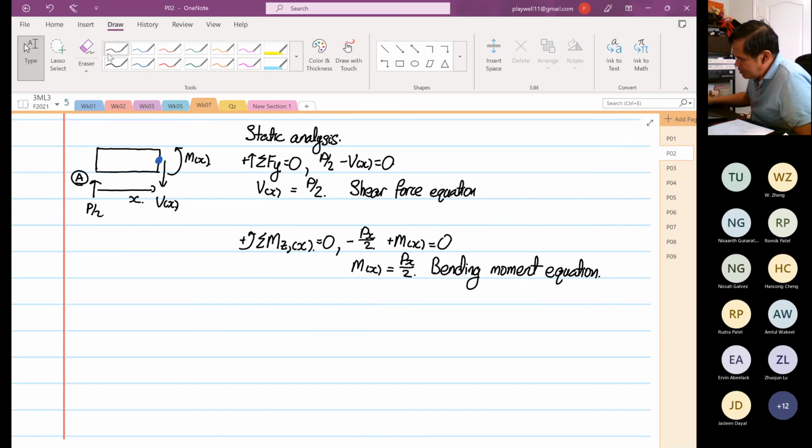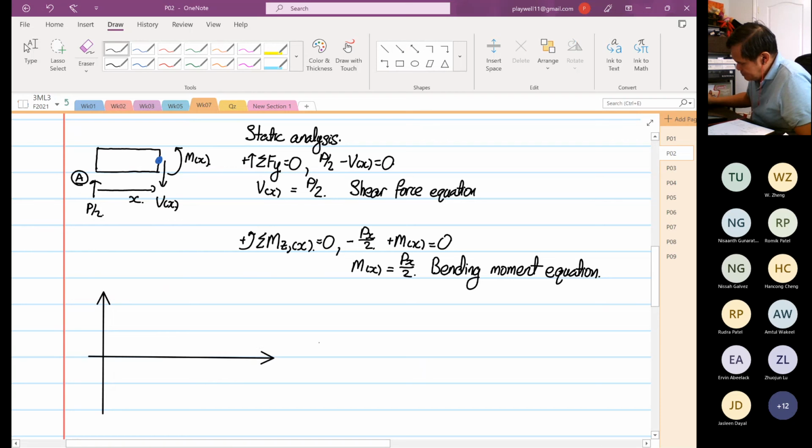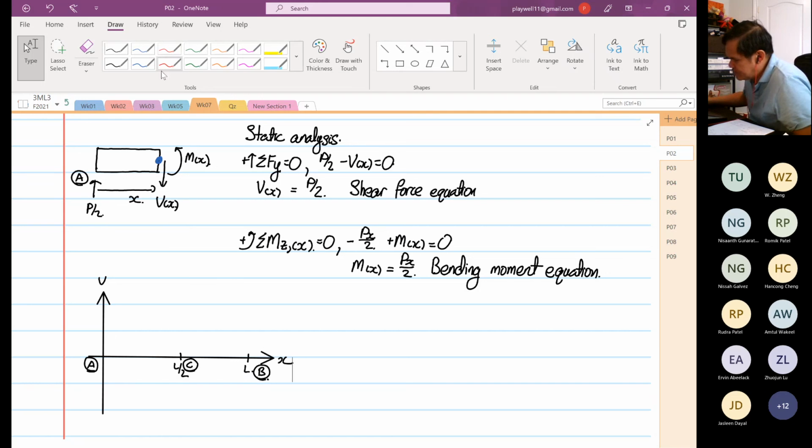So if we were to draw our shear force diagram now, this is V, this is X, at this point is L/2, and then we have L. So this is our point A. Over here is our point C, and this is our point B. You are going to have a line coming from here to here, and then the line will stop here.